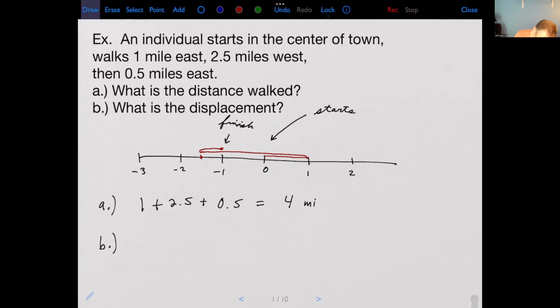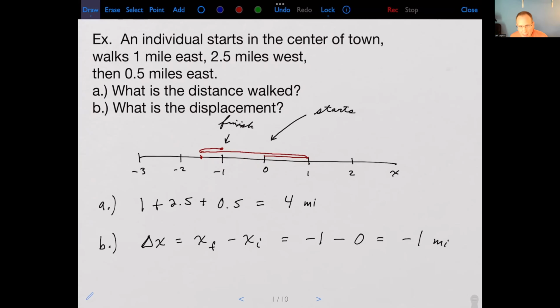So remember, as a formula, and we're just talking about one direction here, right? You can think of this as the x-axis. So if I want to calculate displacement, that's delta x. That's going to be the final position minus the initial position. Well, the final position in this case, where did they finish? At -1 minus, and the initial position was at 0. So if I subtract those, -1 minus 0, I'm going to get -1 miles.